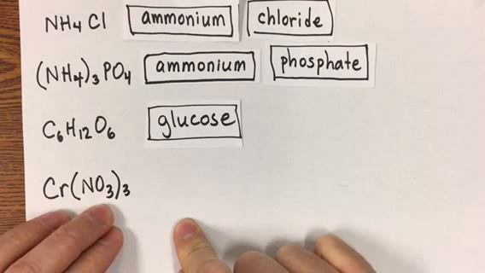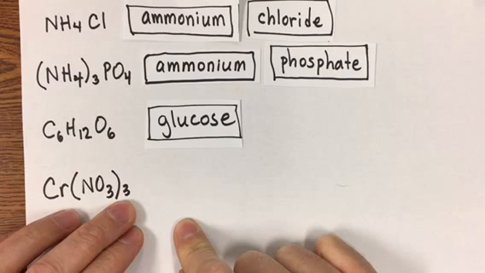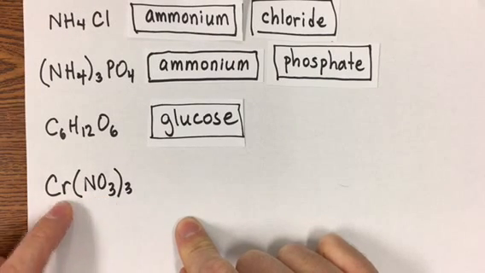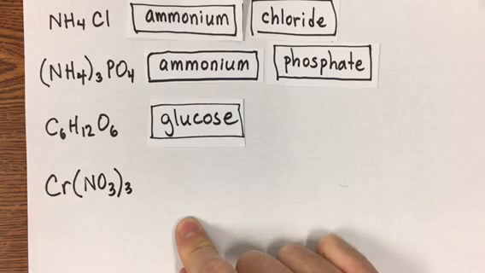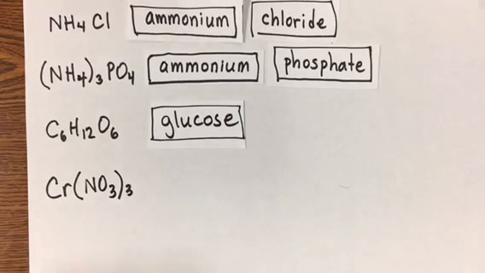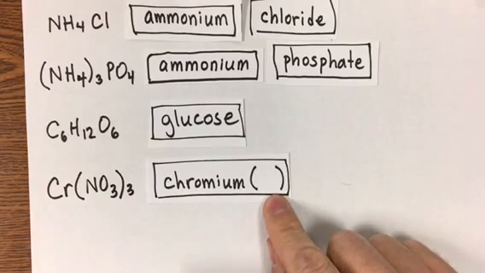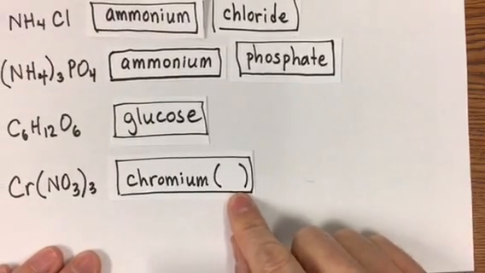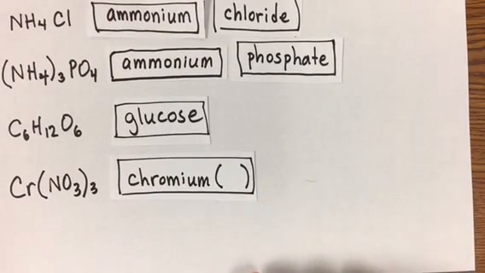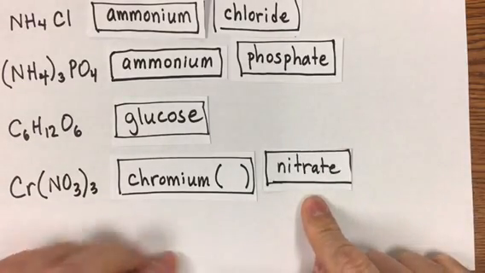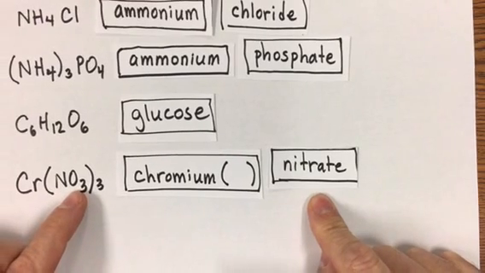The last part, Cr(NO3)3, and the NO3 is inside parentheses with a 3 behind it. That tells me that this is some sort of ion, and I do recognize Cr as one of my metals from the periodic table, and it's one of my special metals that can have multiple charge. So I have to figure out what the charge of the chromium is in this case. I recognize NO3 as nitrate. I'll need to remember that nitrate has a -1 charge all by itself.